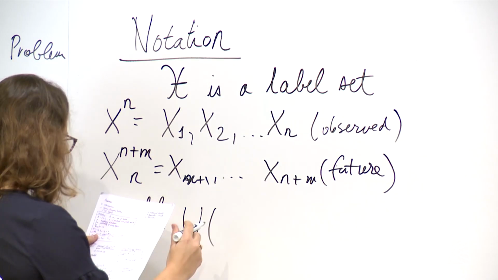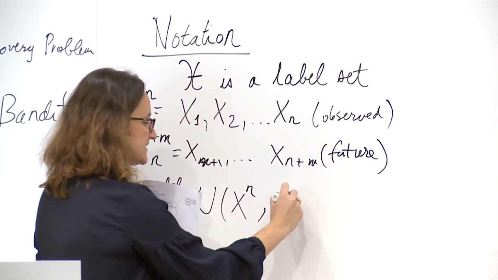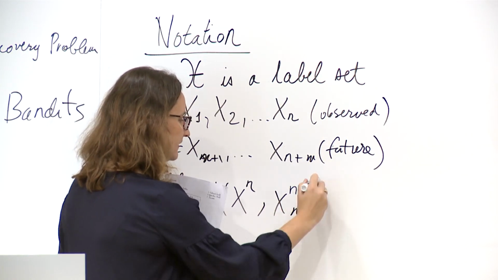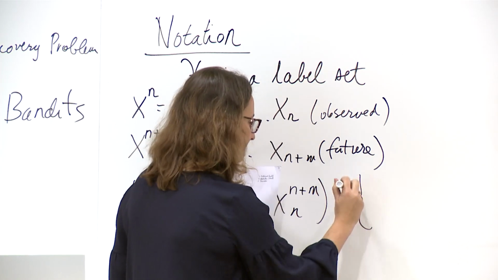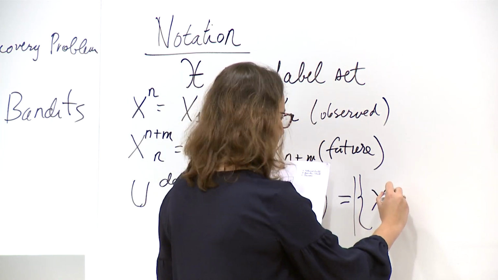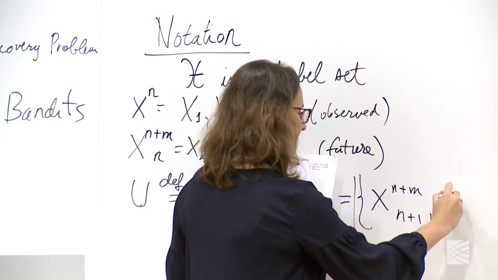So U is going to be a statistic that's dependent on observed and future samples. And it's basically going to be the cardinality of this set, X n plus 1, up to xn.